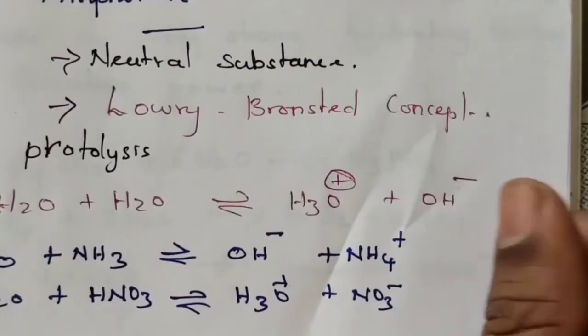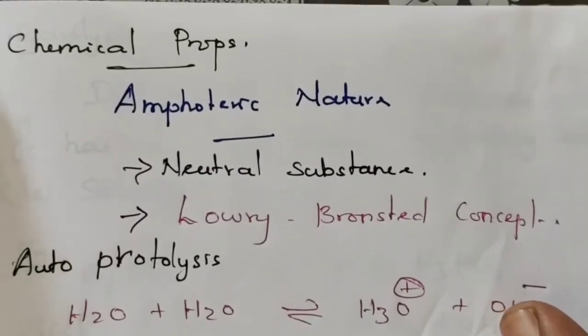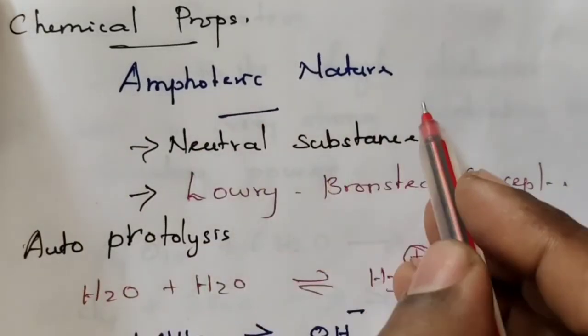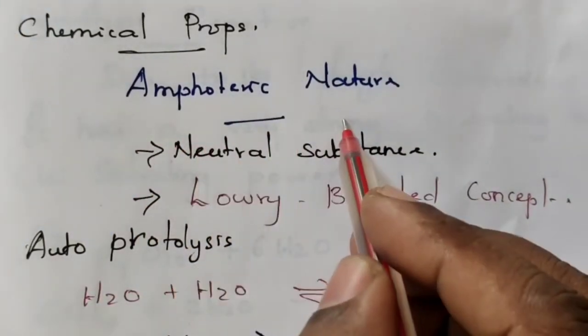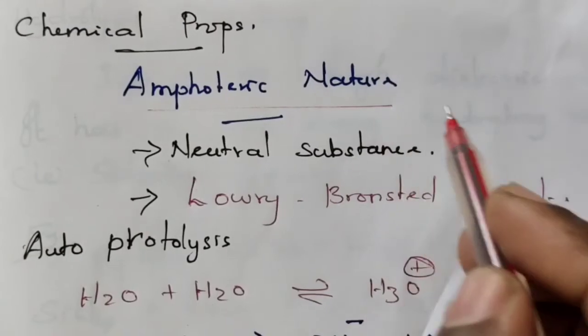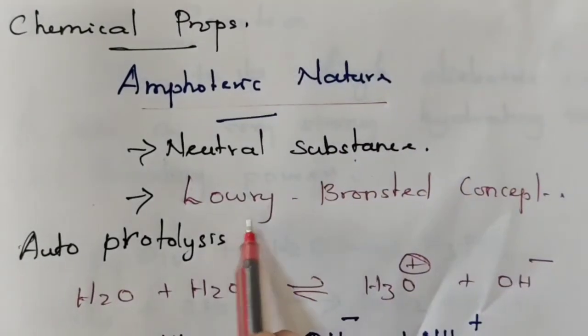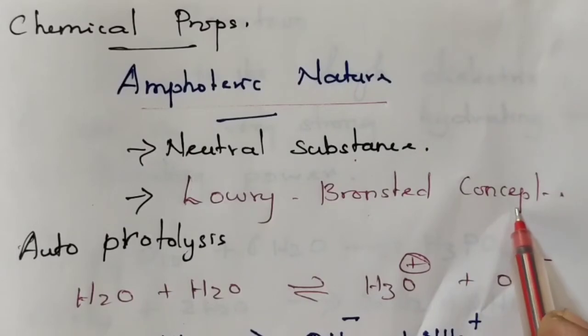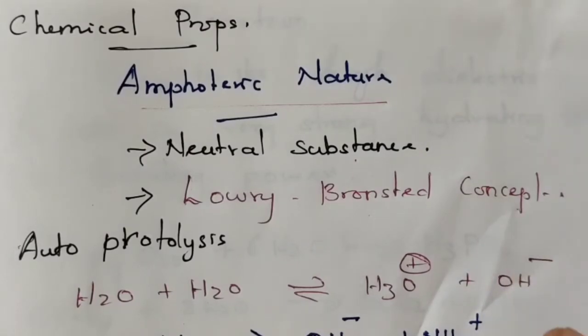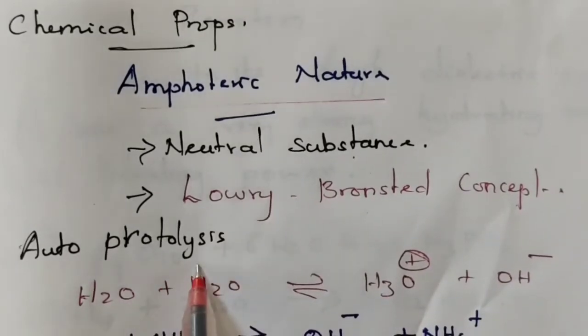We will discuss the chemical properties of water. First one, amphoteric nature. We studied that water is a neutral substance, but as per the Lowry-Bronsted concept of acids and bases, water behaves amphoterically. That means it reacts with both acids as well as bases. This is the autoprotolysis of water, that means self ionization of water.